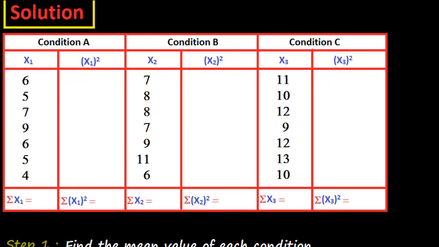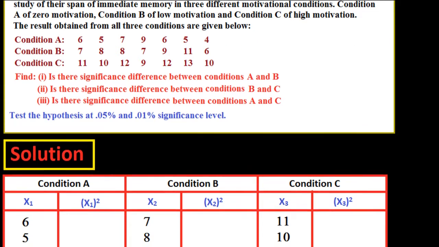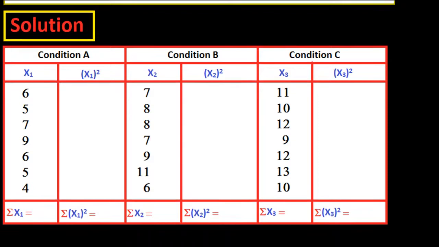First we make 3 big columns here: condition A, condition B and condition C. Then we divide each column into sub columns, one for x1 and the second for x1 square. Here also x2 and x2 square, x3 and x3 square. So here the condition A values 6, 5, 7, 9, 6, 5, 4 are given to us in our question. Similarly we write down the condition B values here for x2 and the condition C values for x3. We will write in this way.